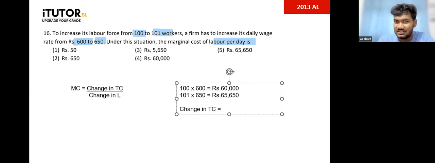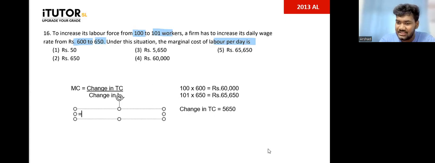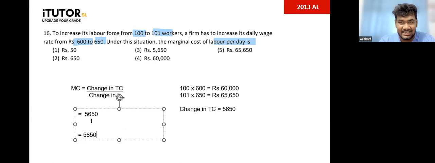Change in total cost is 5,650, no? So if I put it into my equation here, how much is my change in total cost? 5,650. Change in labor? 1. So how much is my marginal cost? Because of that one additional person that I'm bringing in, I have to incur 5,650. Can you all recheck if that's the answer that they're giving in the textbook as well? Yes. Yeah, right. So it's not 50, guys.